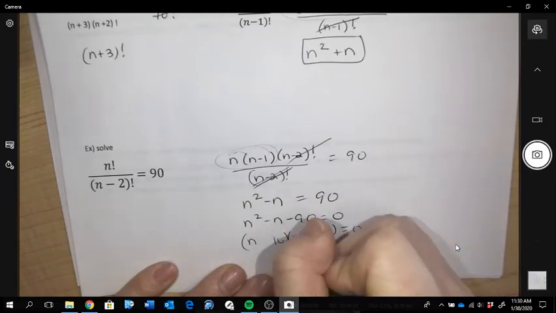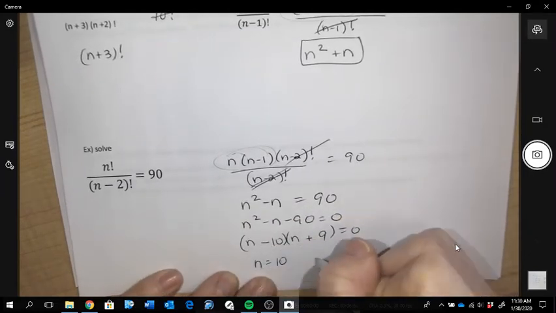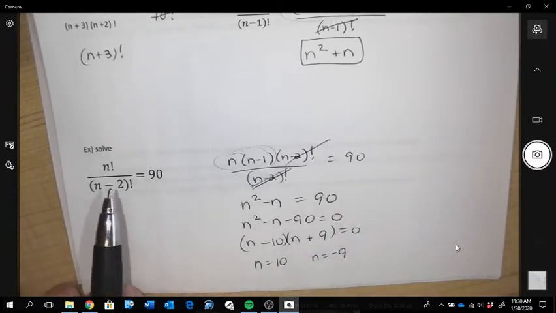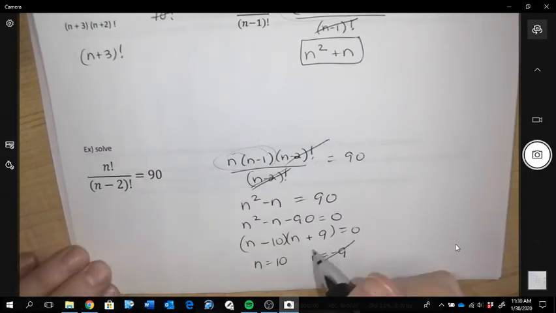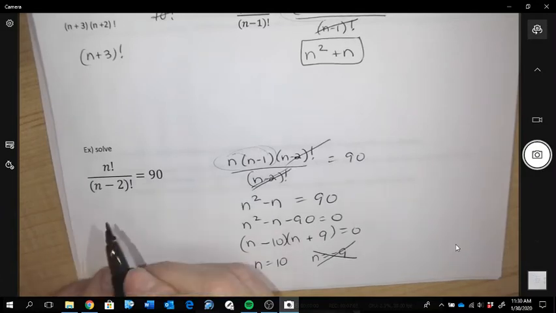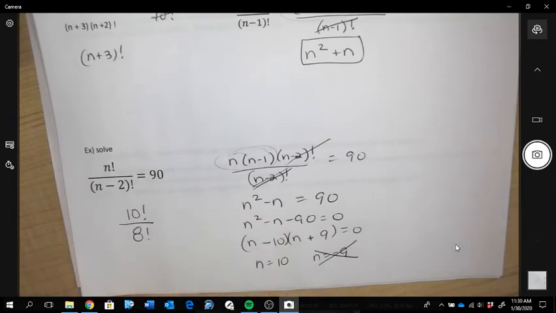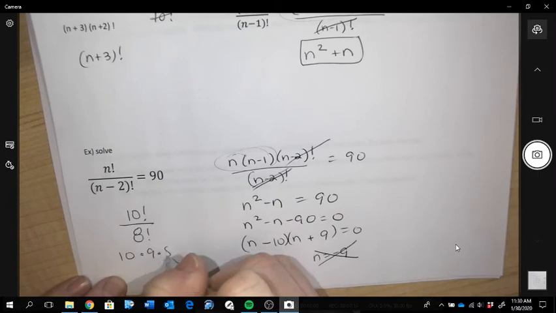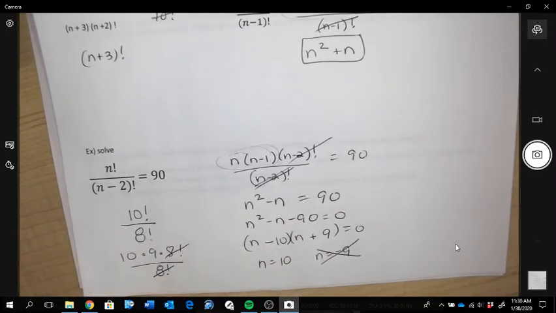And then I'm going to use a 10 and a 9. So n equals 10, n equals negative 9. But I know that I cannot have a negative number that's a factorial. So this solution is eliminated, and therefore my answer is 10. Let's just double check. 10 factorial divided by 8 factorial. 10 times 9 times 8 factorial. So that would end up being 90.